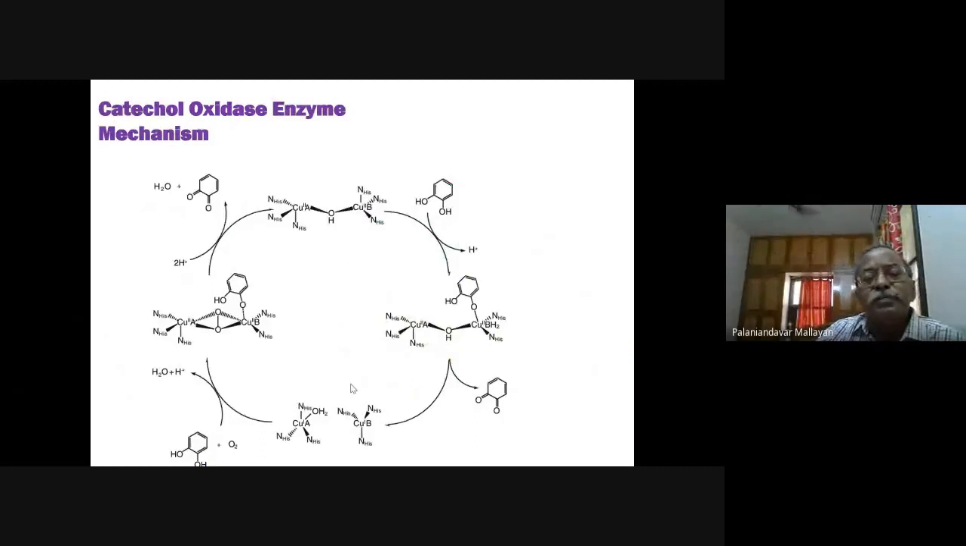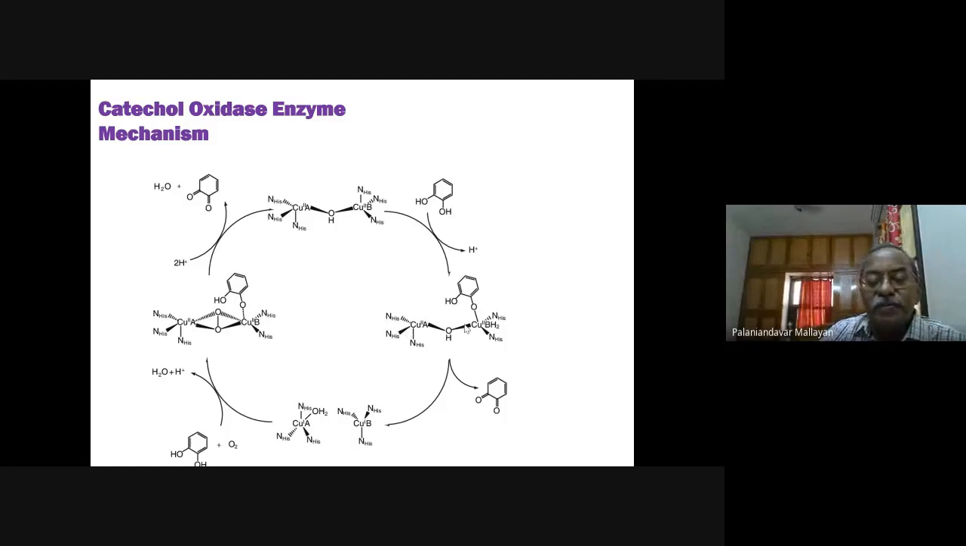You always start from this particular inactive form, the deoxy form, copper 2A, copper 2B, bridged by a hydroxyl group. So what do you do? You start from here and interact with catechol. How does it interact? It interacts on one copper. Probably I think this has a weakly coordinated water molecule. That water molecule is substituted by the hydroxyl group. Ligand substitution.